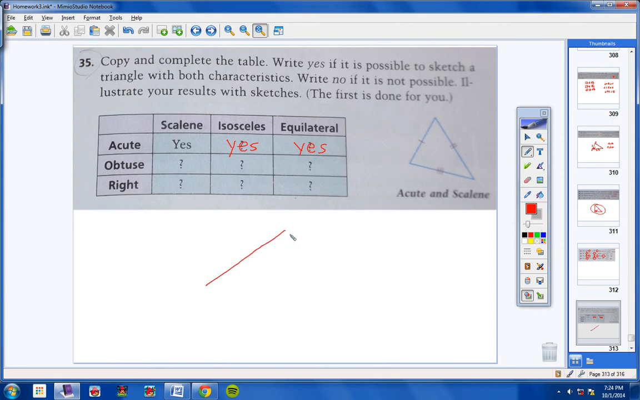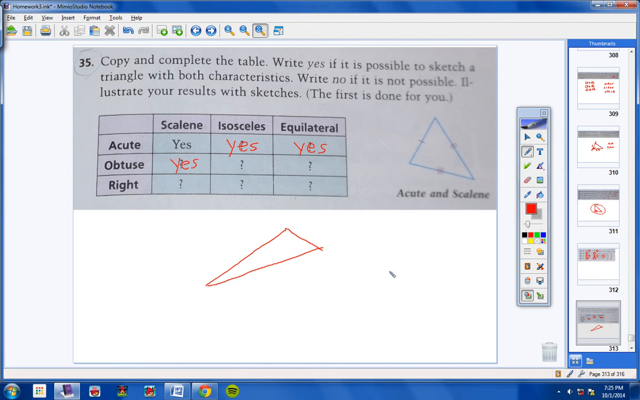Draw a big angle here, so that's obtuse. Draw a little side here, and then a big side here. There's no way any of these three sides are congruent, but yet I have an obtuse triangle, so yes, definitely. Okay, how about an obtuse isosceles?